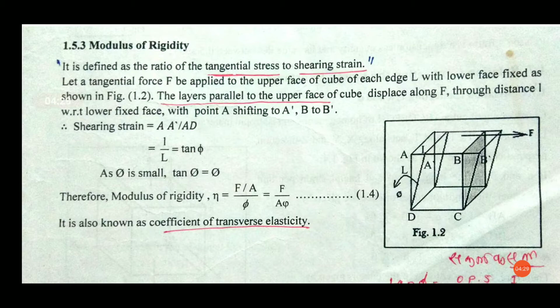Therefore modulus of rigidity can be written as eta equal to shearing stress upon shearing strain. Shearing stress is force upon area, so eta is equal to F upon A phi. It is also known as the coefficient of transverse elasticity.